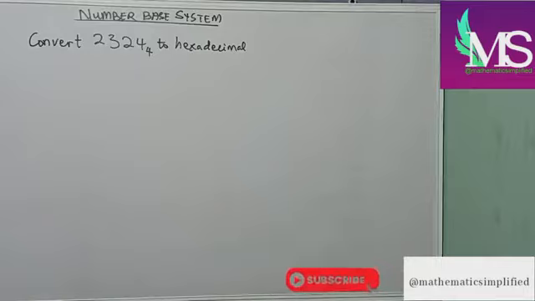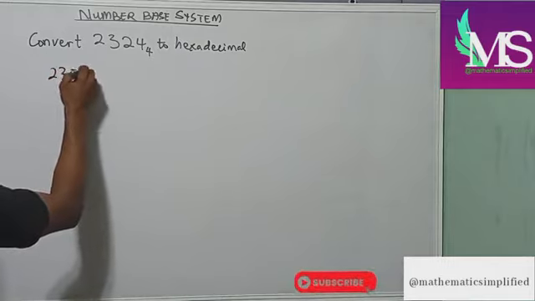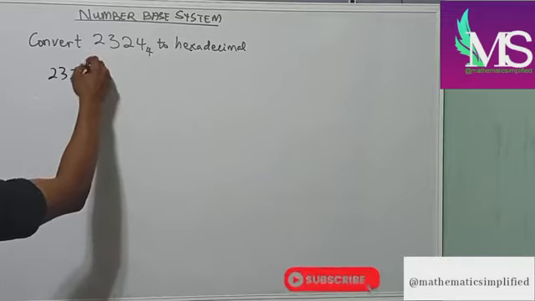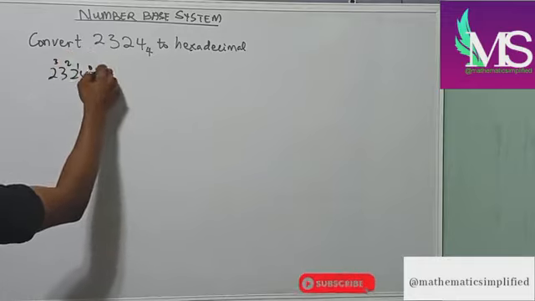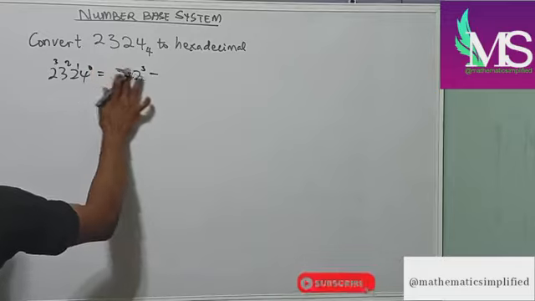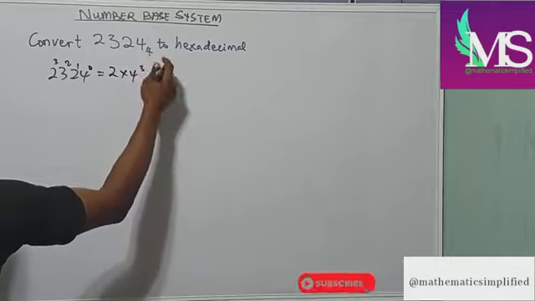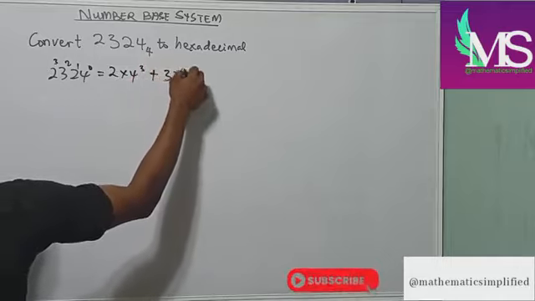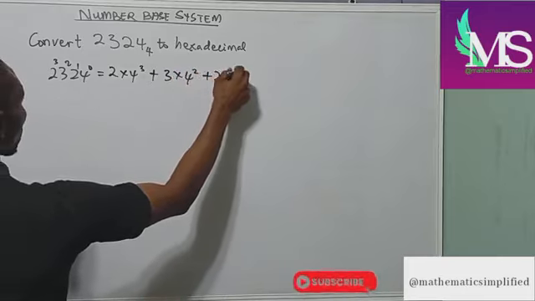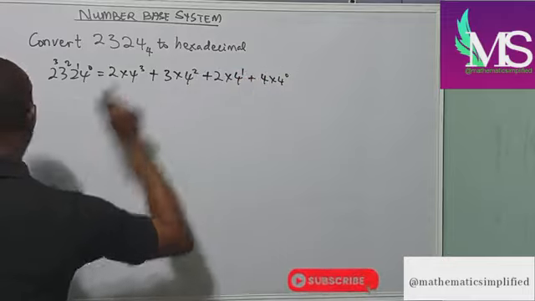Convert 2324 base 4 to hexadecimal. Now, in converting this, we'll first of all convert this to base 10, which will become 2 times 4 raised to the power 3 plus 3 times 4 raised to the power 2 plus 2 times 4 raised to the power 1 plus 4 times 4 raised to the power 0.